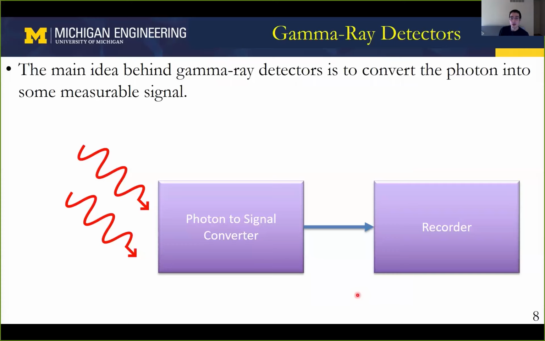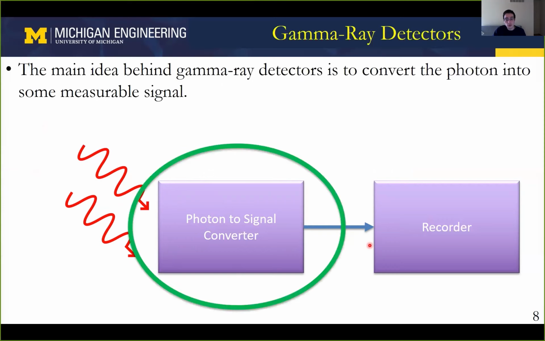The main idea behind gamma ray detectors is to convert the gamma rays into some signal that we can measure. So this is going to be represented by this box. The gamma ray comes in, interacts with this box, and converts it to a signal. Next, you have some electronics that records this signal and makes an energy spectrum of it, or however much processing you want to do. We will focus on these different types of photon to signal converters.